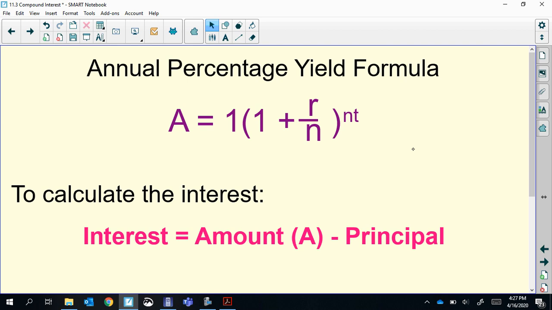So we have our formula, almost the exact same formula. It just doesn't have a P in it. It has a 1 instead. And interest is amount minus principal, so when it asks about interest, we just subtract the amount minus the principal.